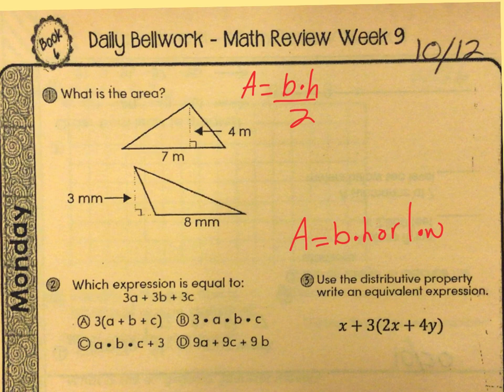I'm going to use this formula to find the area of this triangle. And all we have to do is know the base and the height. So my base is 7. My height is 4. I'm going to divide it by 2. 7 times 4 is 28. Divided by 2 equals 14.